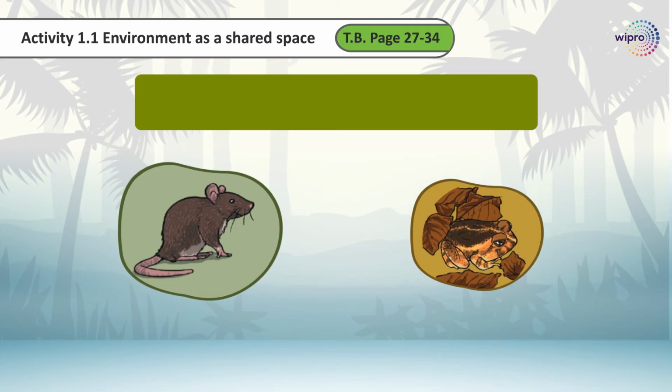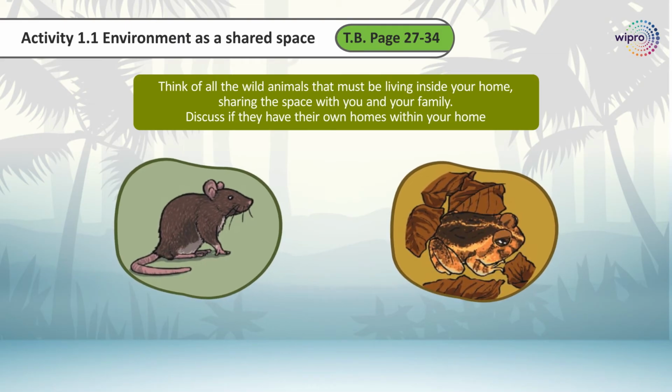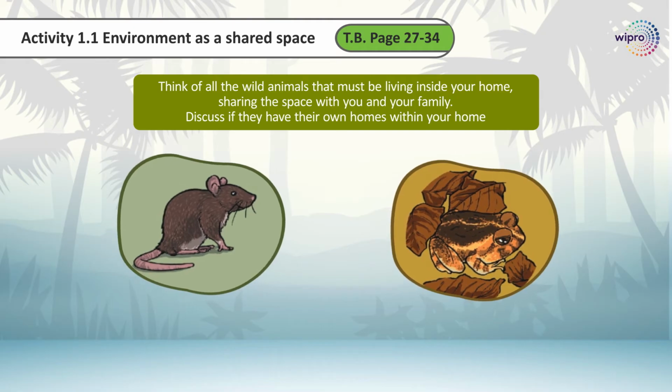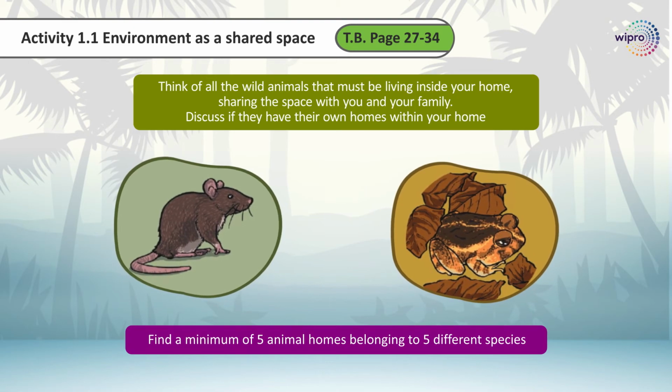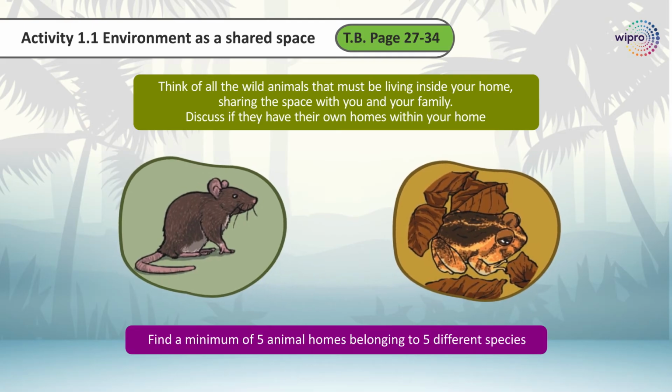Think of all the wild animals that must be living inside your home, sharing the space with you and your family. Discuss if they have their own homes within your home. Find a minimum of 5 animal homes belonging to 5 different species.